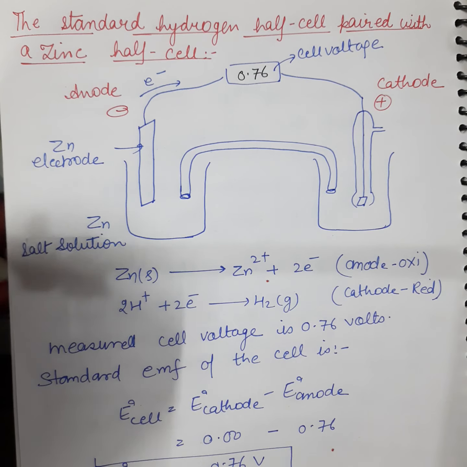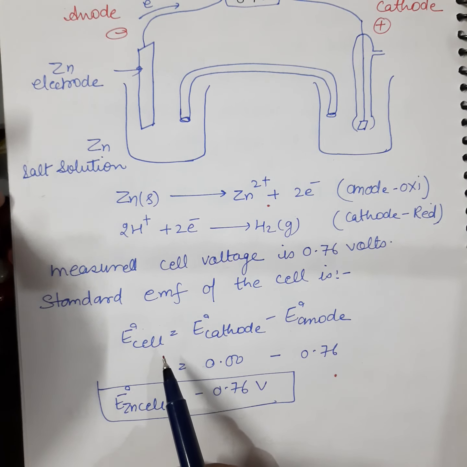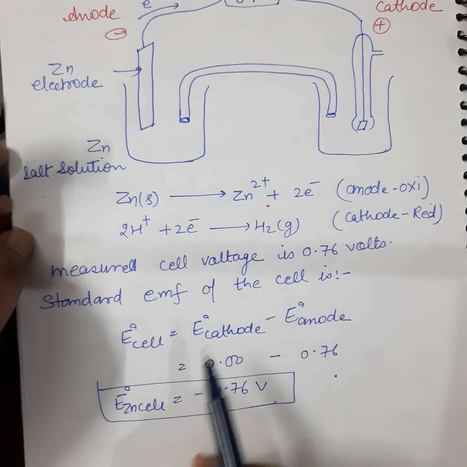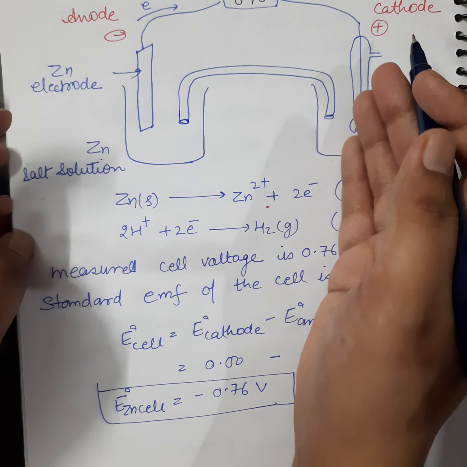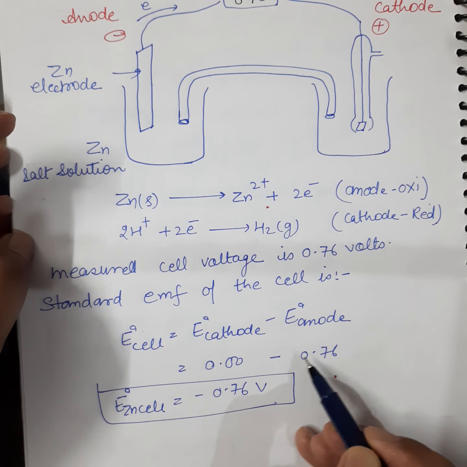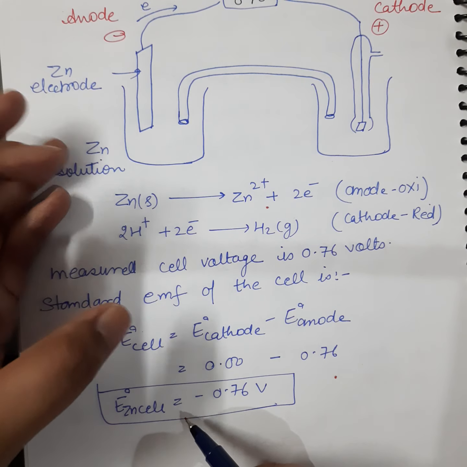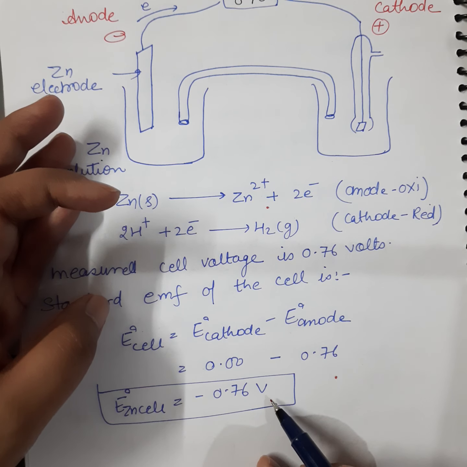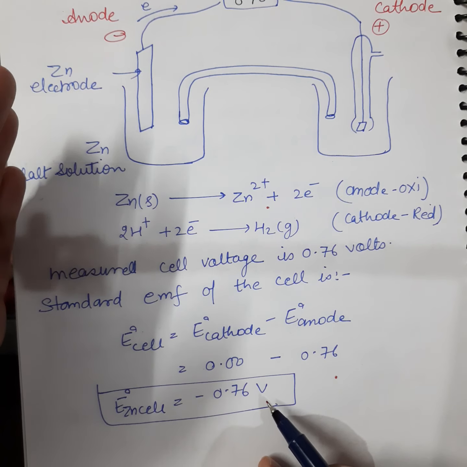Now we can calculate the standard EMF of the cell by this formula: E cell is equal to E naught cathode minus E naught anode. E naught cathode is the standard hydrogen electrode, whose E naught is 0.00 volt, so I write 0.00 here. And the voltage that comes out is 0.76. So we can easily write the standard electrode potential of zinc as minus 0.76 volts. Am I clear? Now I am going to take another example, copper.